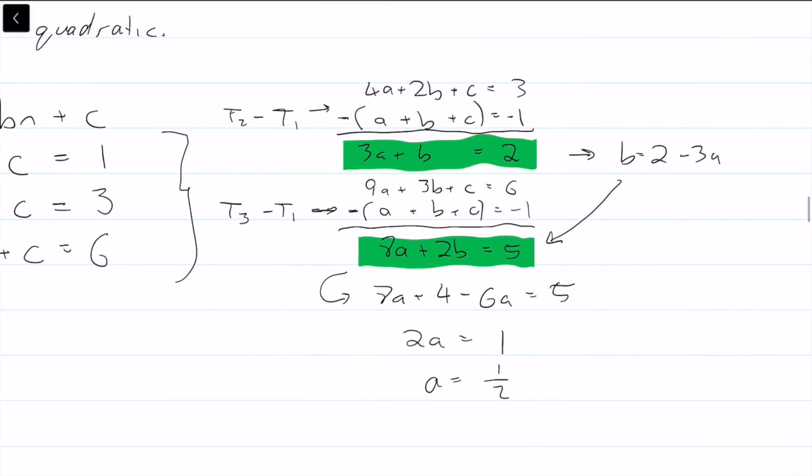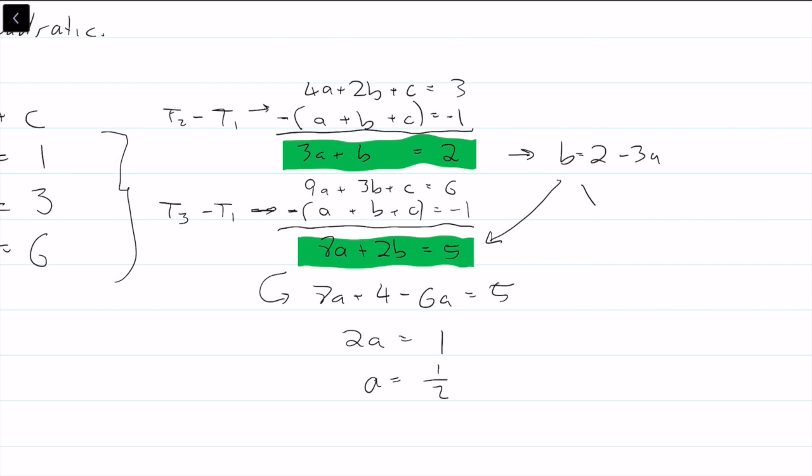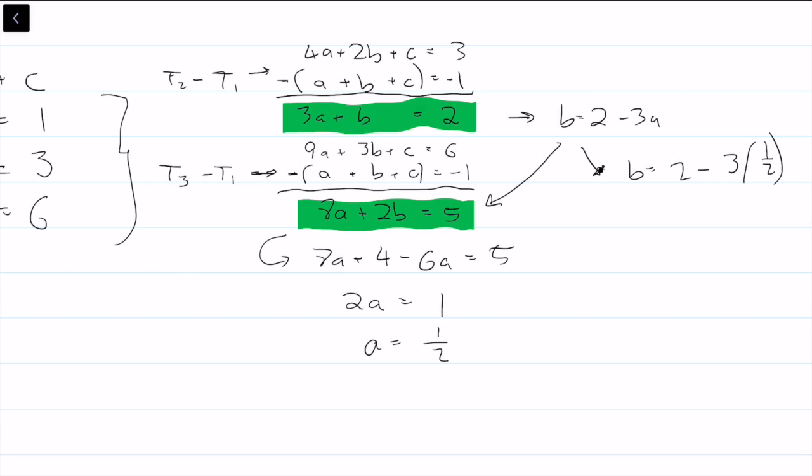Okay, if a equals a half, then I can say that from this equation, b equals 2 minus 3 times a half. So that means that b is also equal to a half. So I can say, so that's b, because that's b equals, it's basically 4 over 2 minus 3 over 2, which is b equals a half.